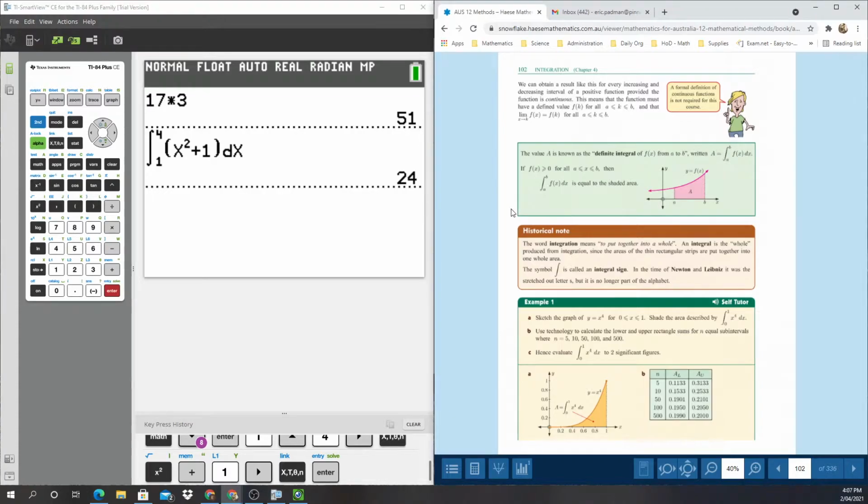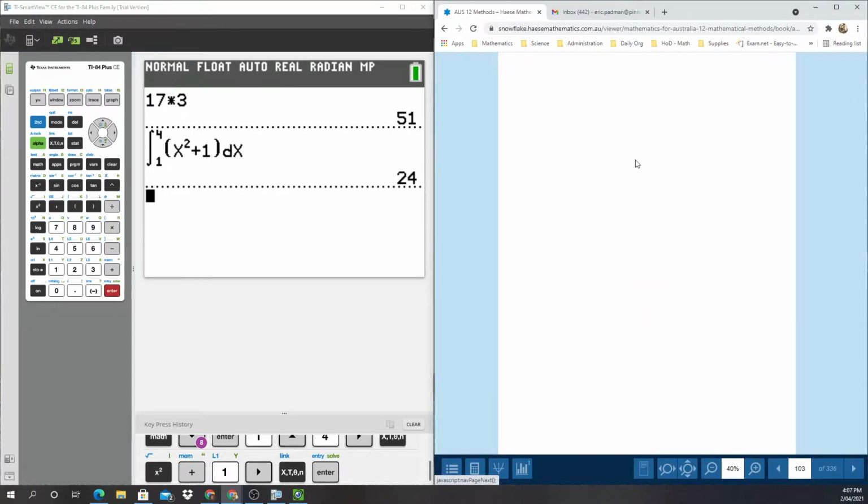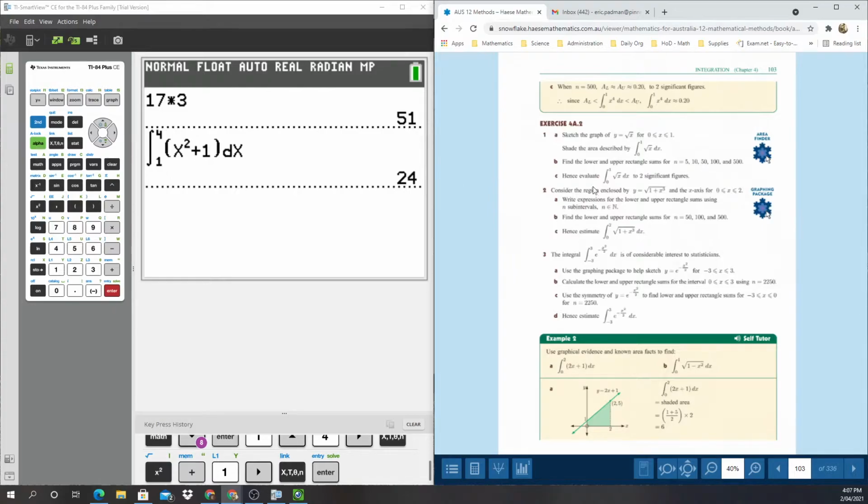That's how you can go about doing the calculations for these. You do need to know how to do that on your calculator because there are some that we cannot analyze by any other means. If you look at the second section of work, exercise 4A.2, you are graphing. You can graph things on your calculator to sketch them, graph the area enclosed, and you can also use some sort of software package to do upper and lower or rectangle sums using the area package or otherwise.